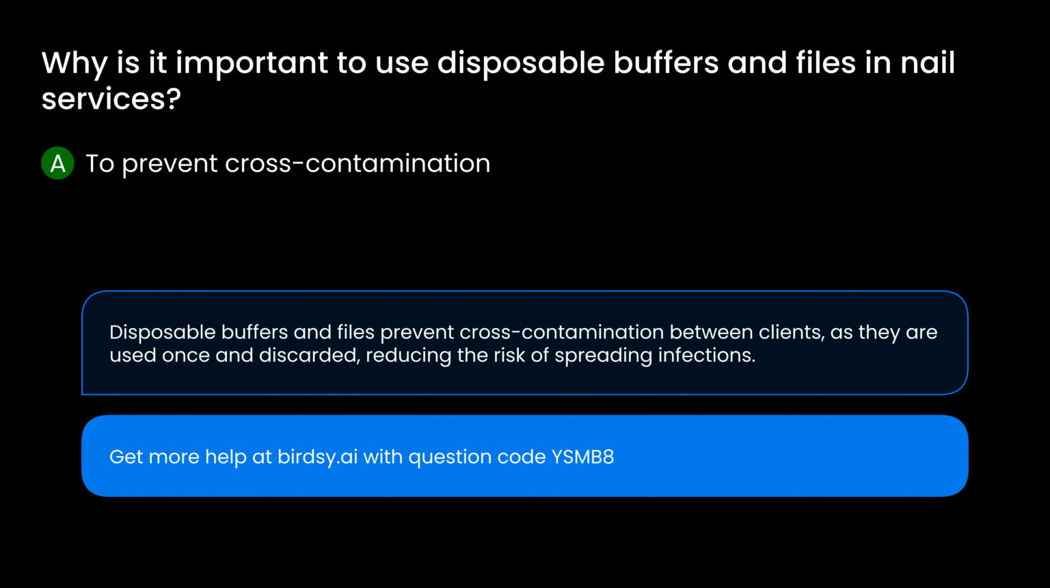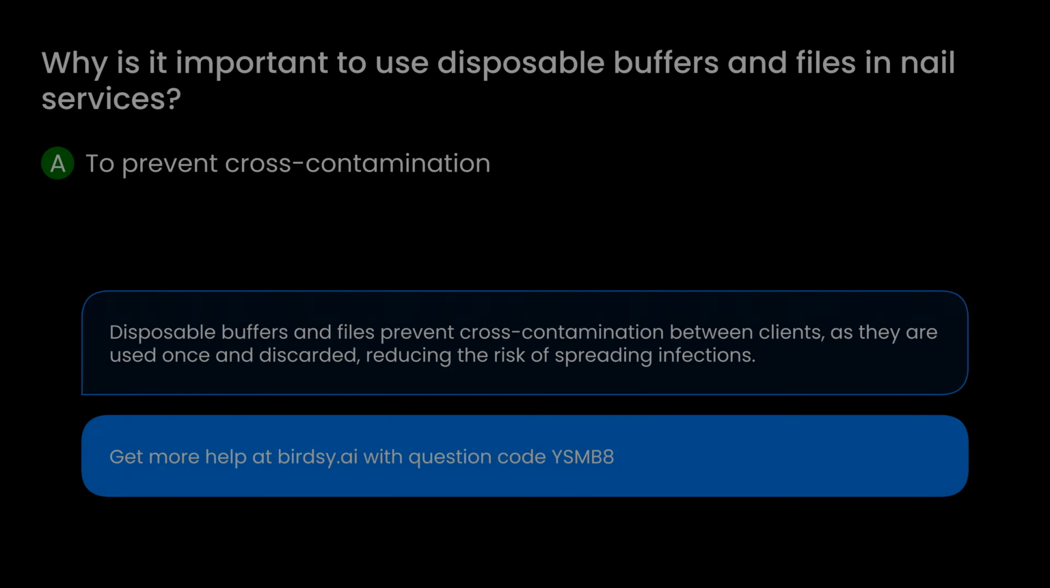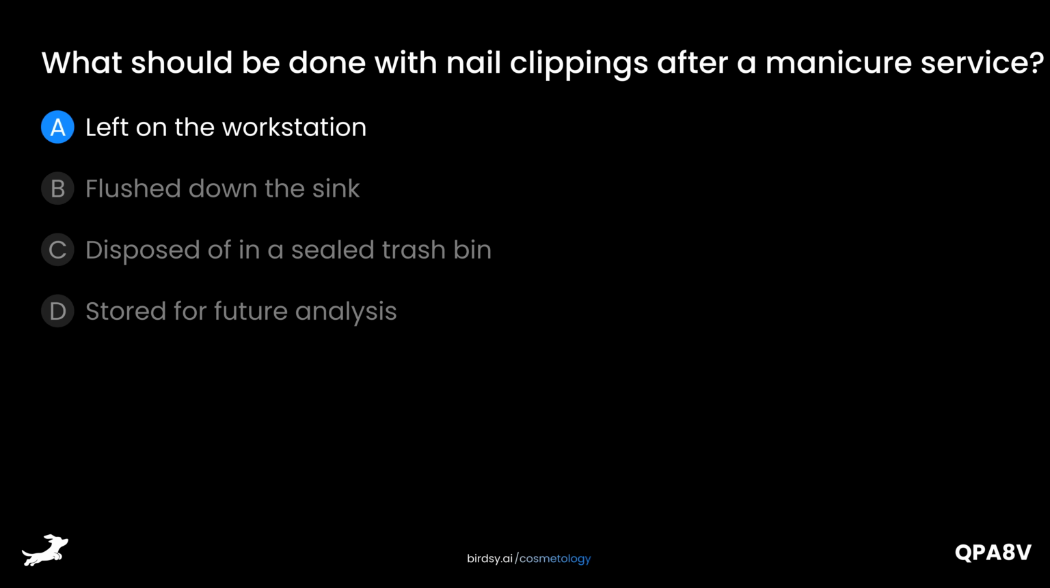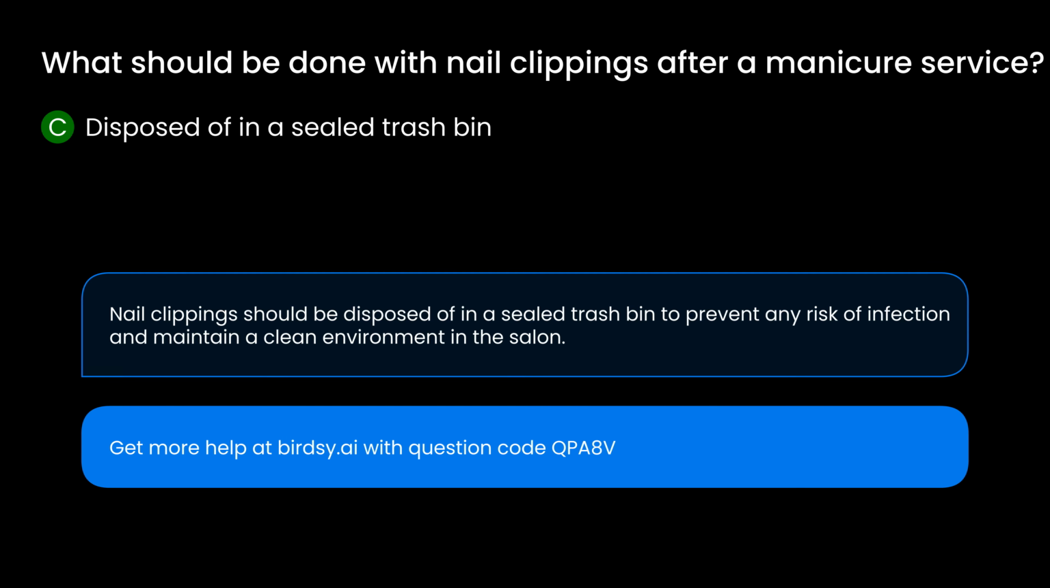Disposable buffers and files prevent cross-contamination between clients as they are used once and discarded, reducing the risk of spreading infections. What should be done with nail clippings after a manicure service? Is it A, left on the workstation, B, flushed down the sink, C, disposed of in a sealed trash bin, or D, stored for future analysis? The answer is C, disposed of in a sealed trash bin. Nail clippings should be disposed of in a sealed trash bin to prevent any risk of infection and maintain a clean environment in the salon.